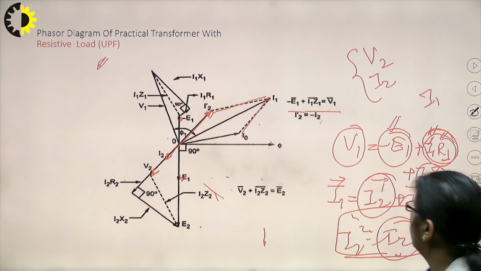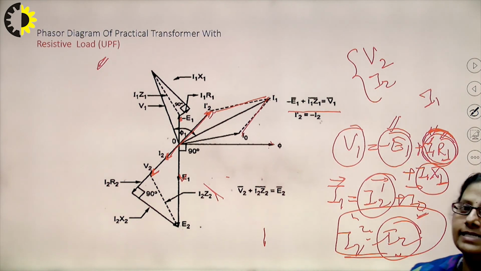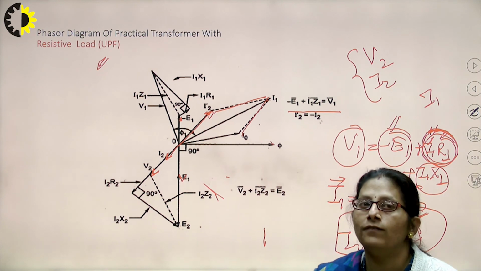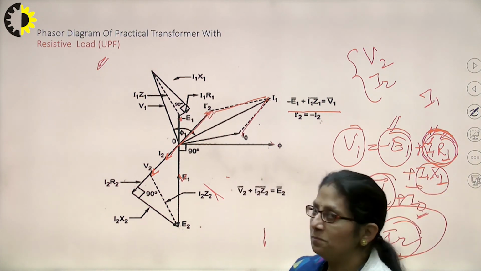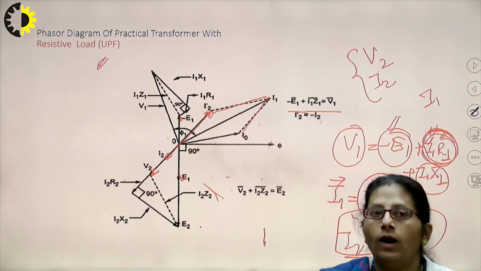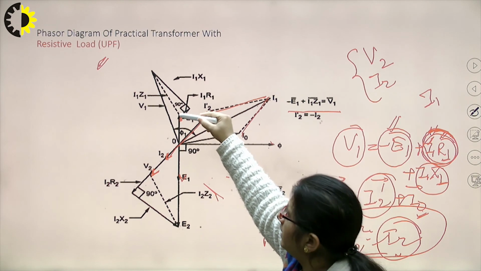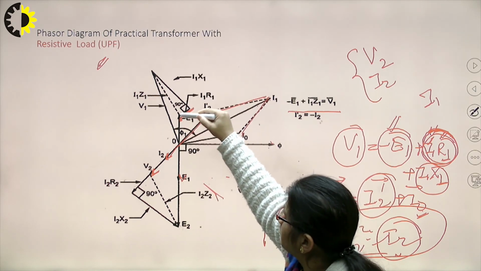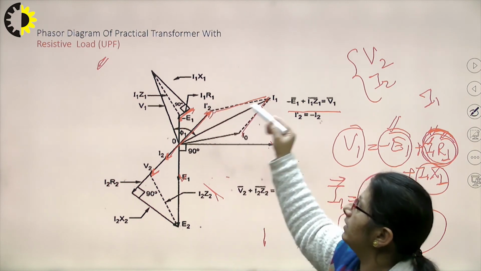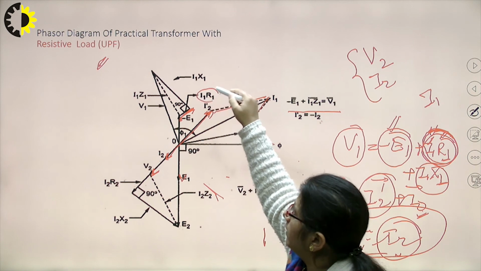Now, what do I need to do? I need to plot this I1 R1 voltage so that it is in the same phase as that of I1, and it needs to be added to minus of E1, right? So, I will just draw a line which is just in parallel with I1 and needs to be added with minus of E1 over here. This is in parallel with I1, right? And this phasor would be called I1 R1.